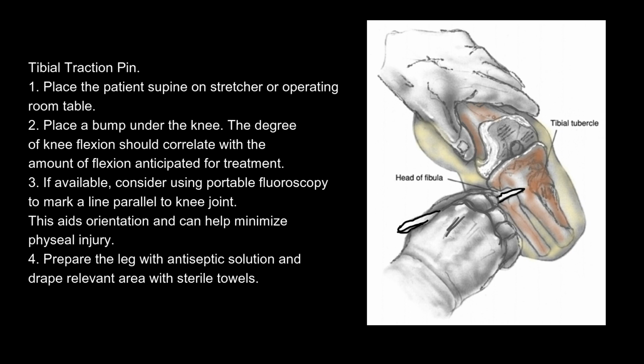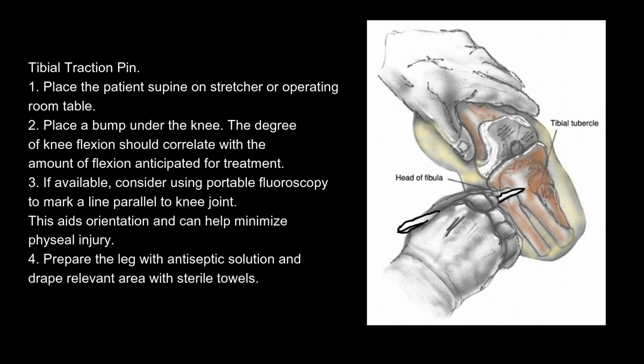Tibial traction pin. 1. Place the patient supine on stretcher or operating room table. 2. Place a bump under the knee. The degree of knee flexion should correlate with the amount of flexion anticipated for treatment. 3. If available, consider using portable fluoroscopy to mark a line parallel to knee joint. This aids orientation and can help minimize physeal injury.